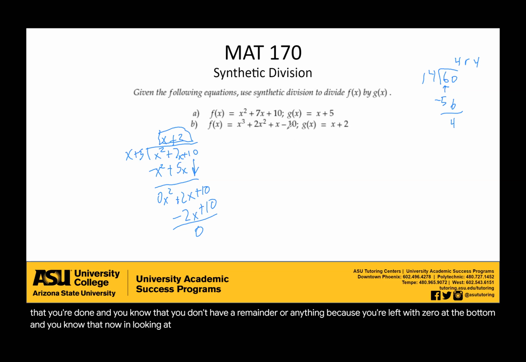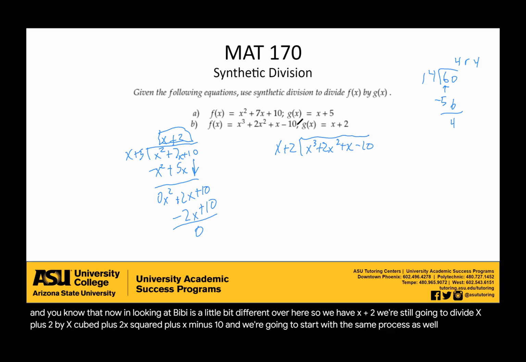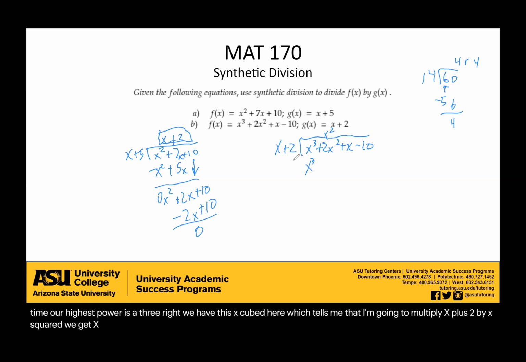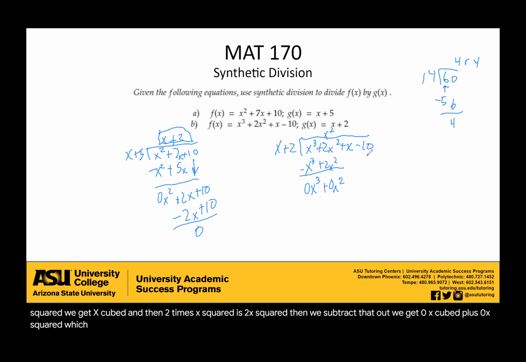Now, looking at part b is a little bit different. We're still going to divide x plus 2 into x cubed plus 2x squared plus x minus 10. We start with the same process, except this time our highest power is a 3. We have this x cubed here, which tells me that I'm going to multiply x plus 2 by x squared. When I multiply by x squared, we get x cubed, and 2 times x squared is 2x squared. Then we subtract that out, we get 0x cubed plus 0x squared, which leaves us with the last part, plus x minus 10.